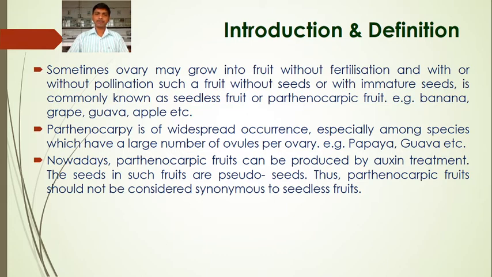Nowadays, parthenocarpic fruits can be produced by auxin treatment also. The seeds in such fruits are pseudoseeds. Thus, parthenocarpic fruits should not be considered synonymous with seedless fruits. These are the fruits which are developed without fertilization, so such fruits are called parthenocarpic fruit. They are not considered synonymous to seedless fruits, because seedless fruits may also be produced by auxin treatment. Parthenocarpy is strictly related to the formation of the fruit without fertilization, without any auxin treatment.